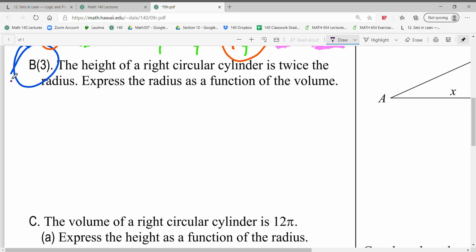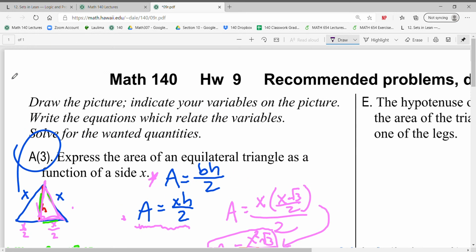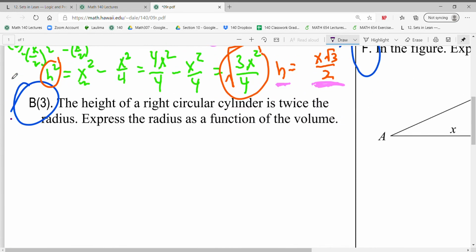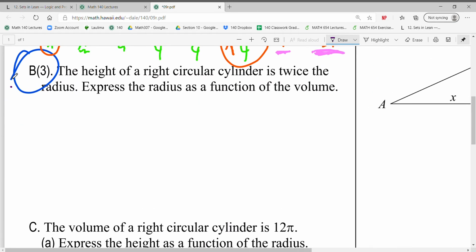All right, cool. So now let's do this one. Just as a reminder, we're on homework 9, recommended problems. All right, the height of a right circular cylinder is twice the radius. Before we even get to the second part, let's think about that first sentence and draw it.